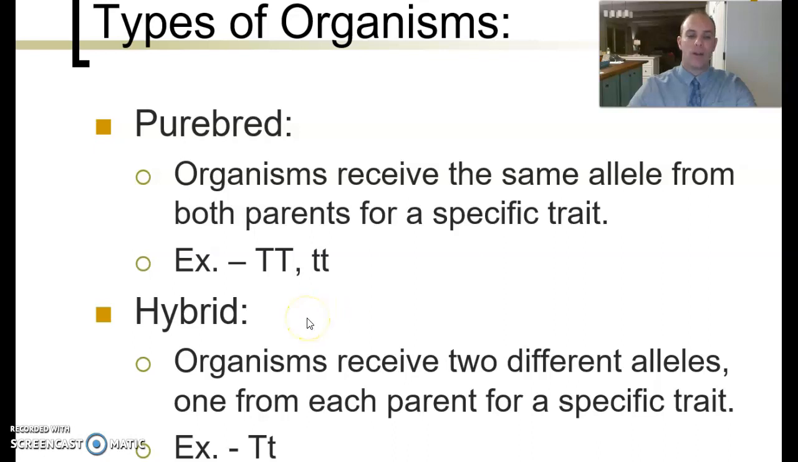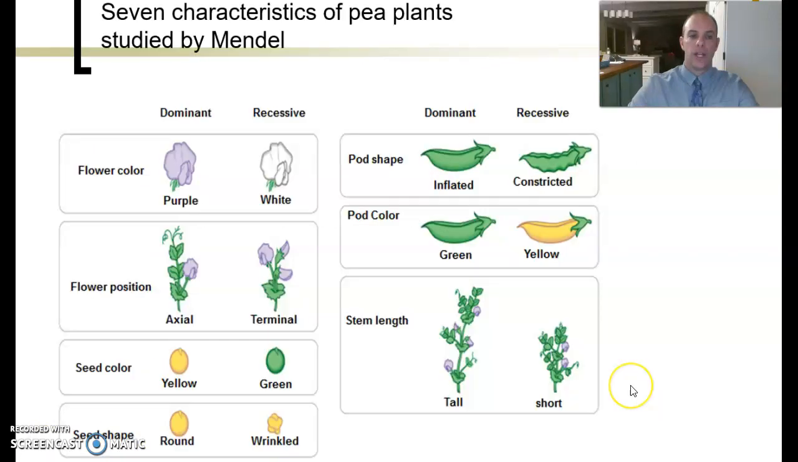The hybrid organisms receive 2 different alleles, one from each parent for a specific trait. An example would be 1 big T and 1 small t. These would be heterozygous, or a mix of traits. Here you will see the 7 characteristics of pea plants studied by Mr. Mendel. Flower color, flower position, seed color, seed shape, pod color, and stem length.